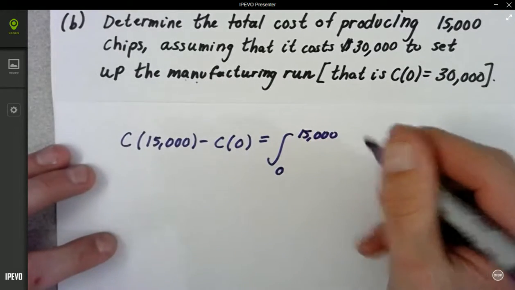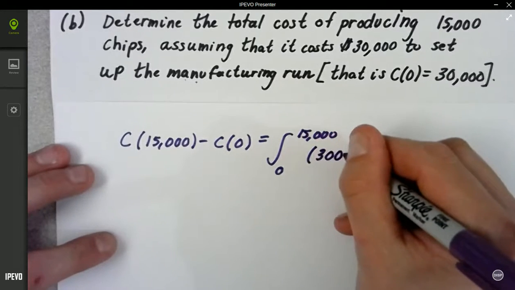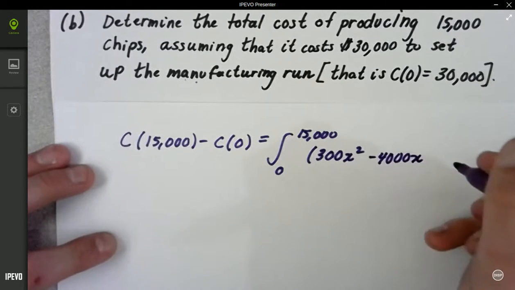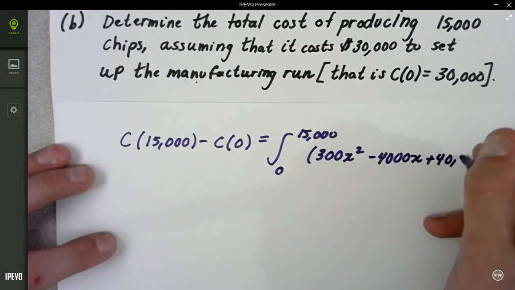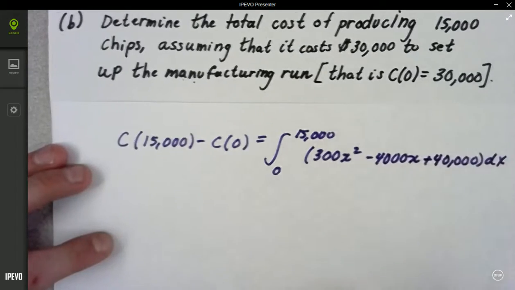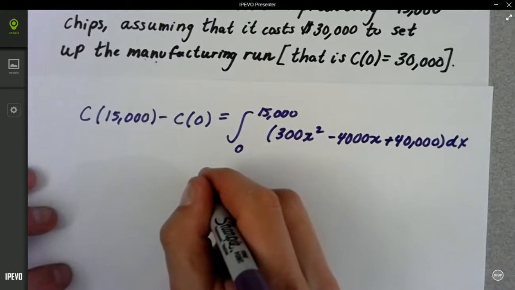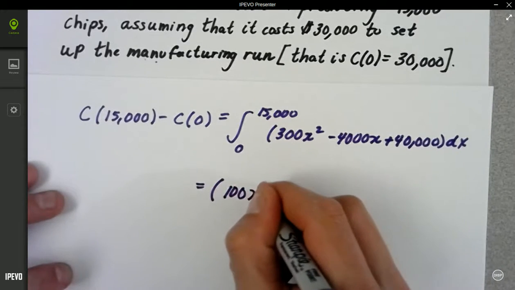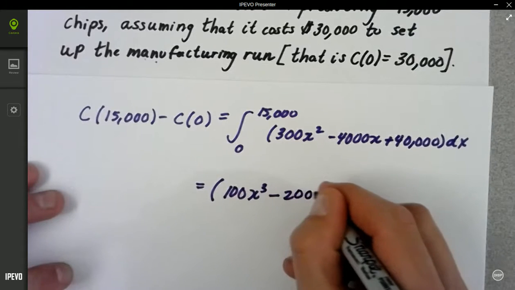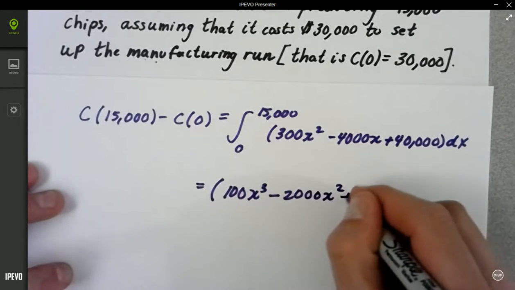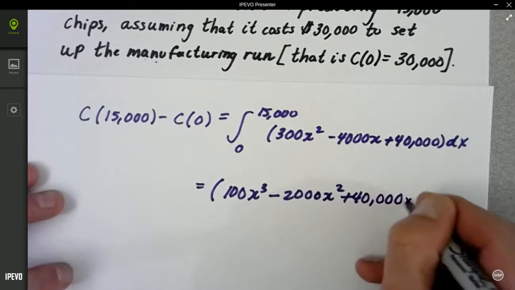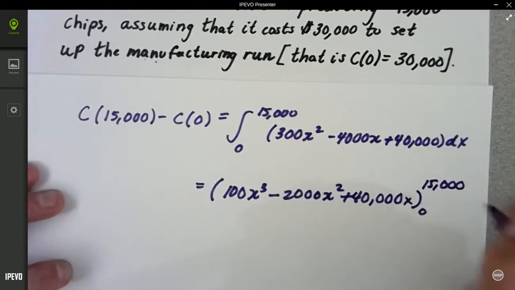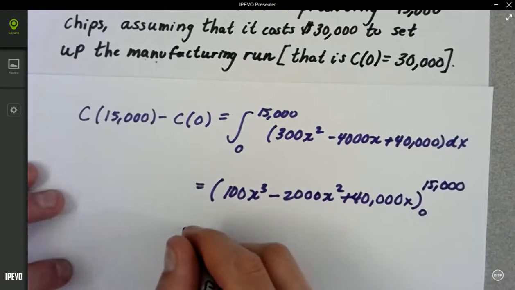And we're going to be integrating our marginal cost equation, so 300x squared minus 4,000x plus 40,000 dx. Make sure we got all that. There's our integral setup, and we already know the integral of that. It's 100x cubed minus 2,000x squared plus 40,000x. Each of these terms has an x in it, so we don't have to plug in the 0. We're going to evaluate that from 0 to 15,000.